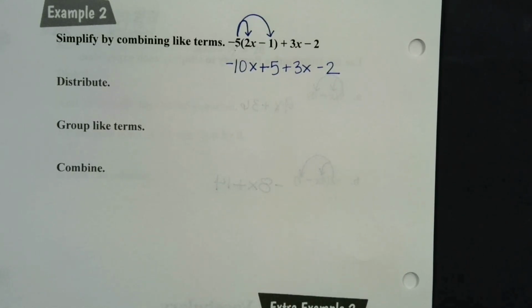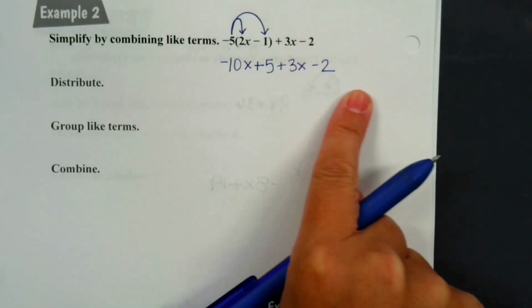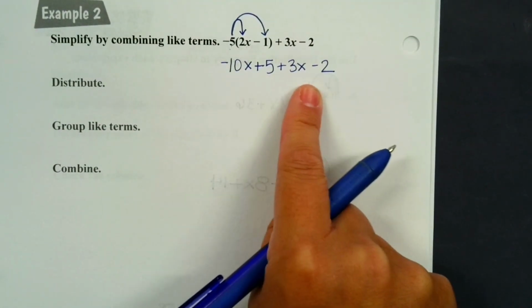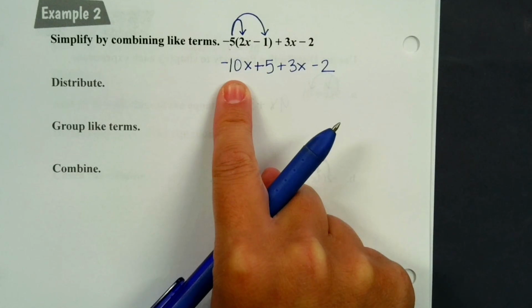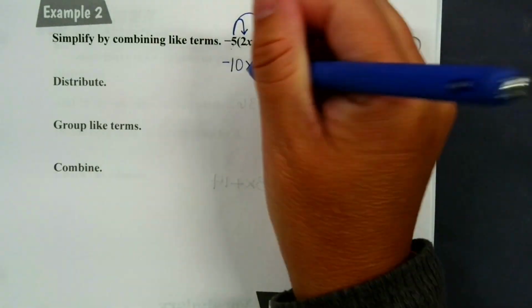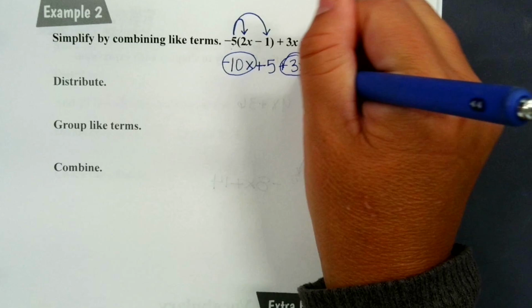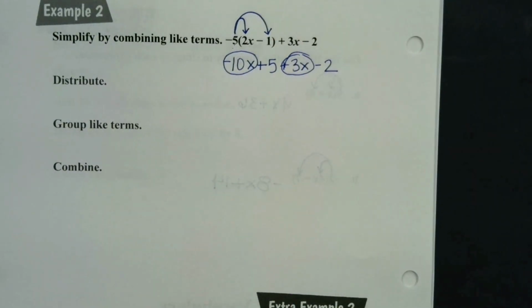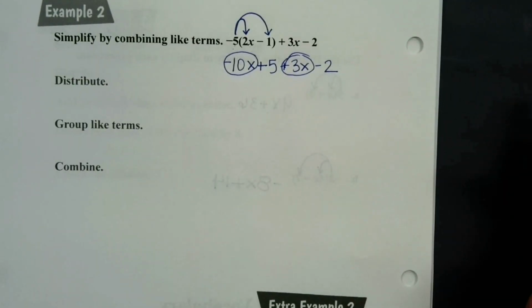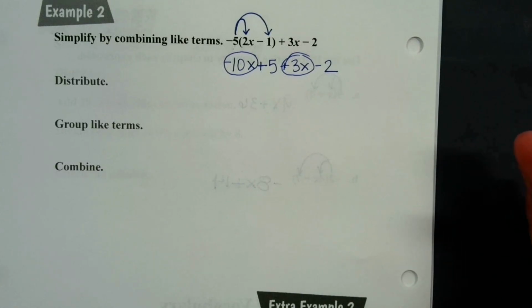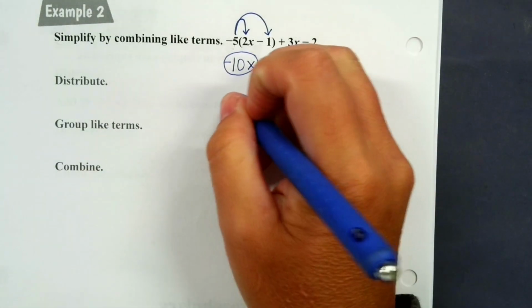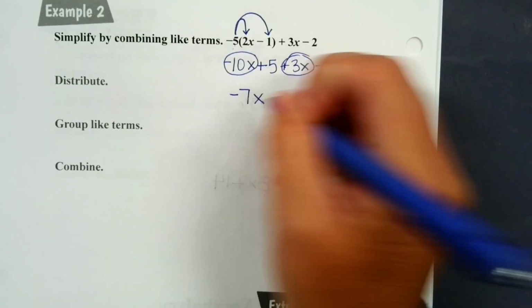Do you see like terms that I can combine? Is there anything I can combine with the negative 10x? What? I agree with you. The 3x. So I can combine the negative 10x and the positive 3x. How much would that give me? Remember, we're always adding when combining like terms. Negative 7x.